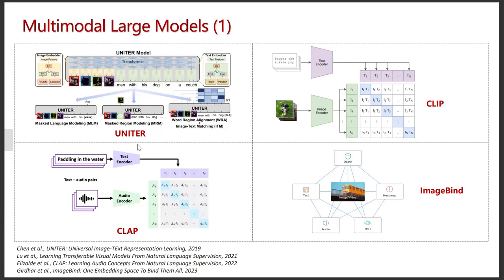Okay, the first one is the masked language modeling, and the second is the masked region modeling. And the third is the alignment between the text and image. However, in addition to the global contrastive learning, it also has the word region alignment, that is the local relationship alignment.